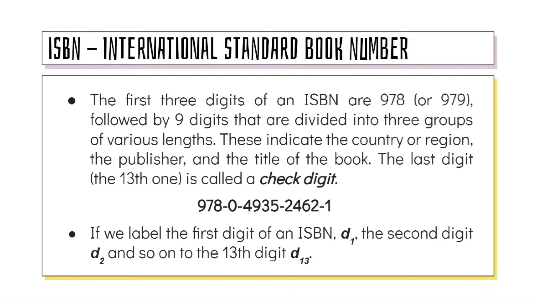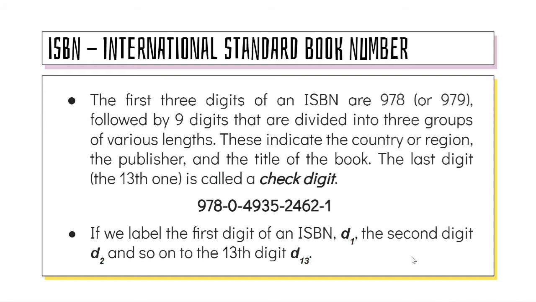The first three digits of this ISBN are 978 or it could be 979. So, it cannot be changed. The first three digits come first in the ISBN. It is followed by 9 digits, which are divided into 3 groups of various lengths. These indicate the country or region, the publisher, and the title of the book. The last digit, the 13th one, is called the check digit.